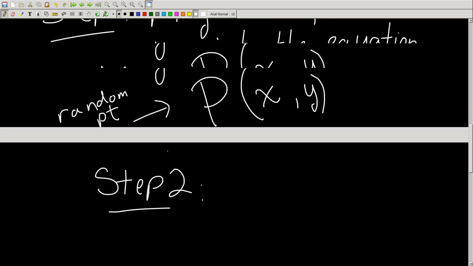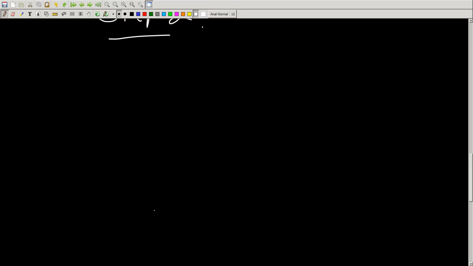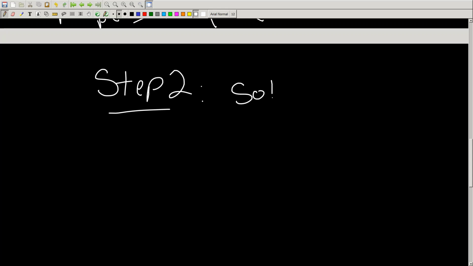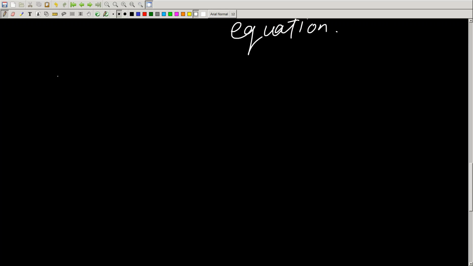Okay, and step 2, guys, is you're going to solve for the only letter you need remaining, and that's b. You're going to solve for b, for the y-intercept. So the last step is solve for the y-intercept and write the equation. That's it. It's that easy. What we're going to do now is an example using these steps. This is the exciting part.